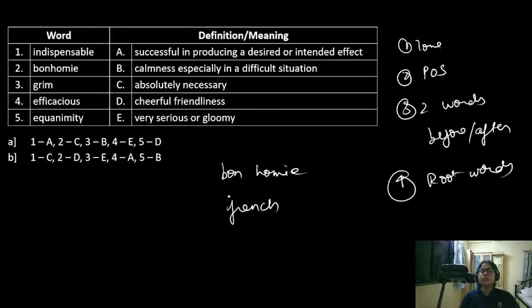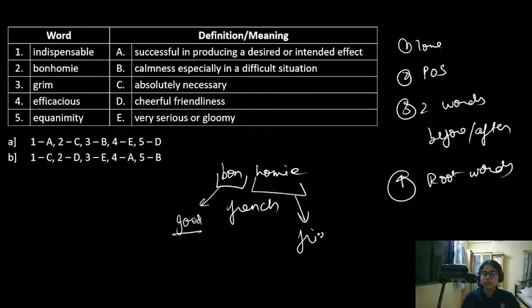ठीक है, आप लोगों ने सुना ही होगा bon voyage, bonjour, bon appetit. ठीक है, all of these words are said to wish something, okay, to cheer something. जैसे good meal, bon appetit बोलते हैं तो good meal, bon voyage, have a good journey. So bon means good, and homie is also a French word which means friend. So bonhomie has to do with something good, friend.